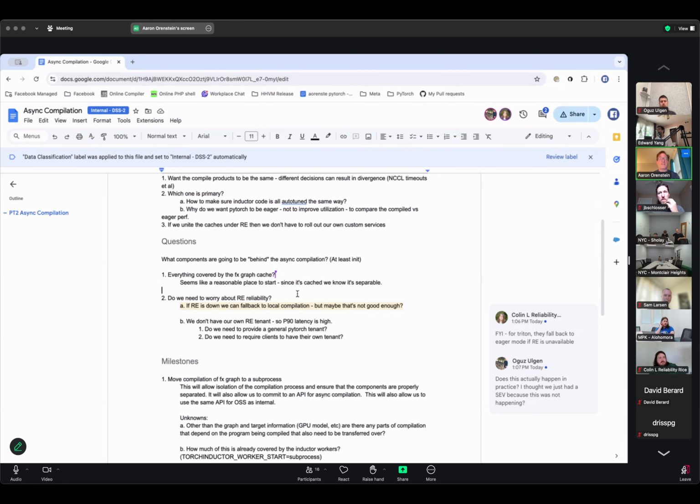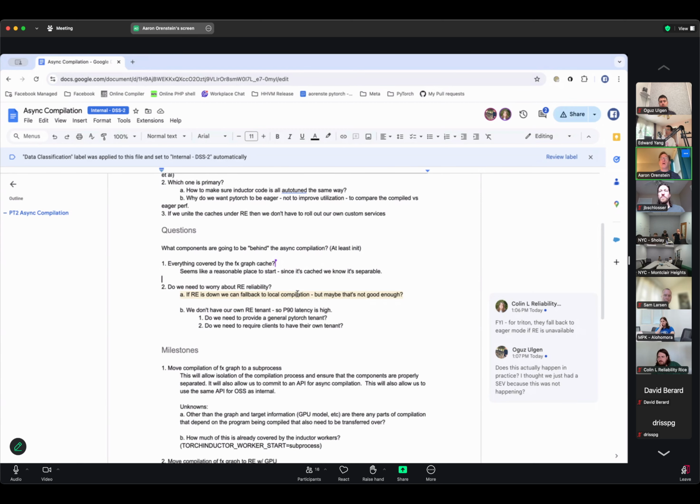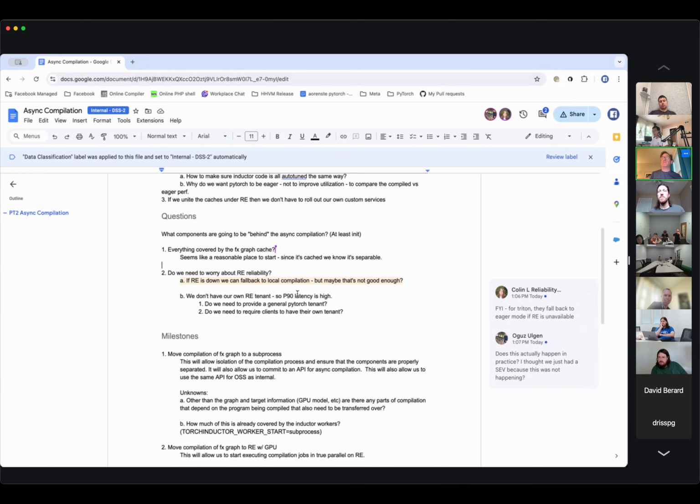Then there's this other overall question, which is, do we need to care about RE reliability? There've been issues in the past with some of the teams using RE having some problems with the reliability, but it does have a whole team supporting it. So one could argue that, rather than our own team supporting reliability, maybe some other team supporting it and actually caring about high reliability is a good thing.